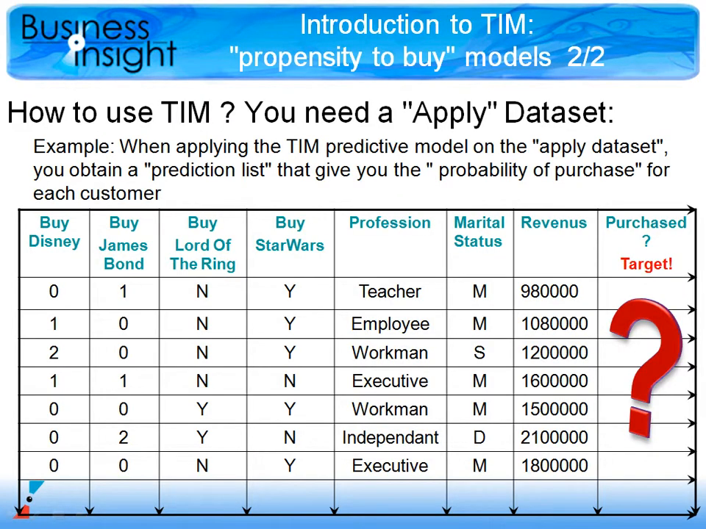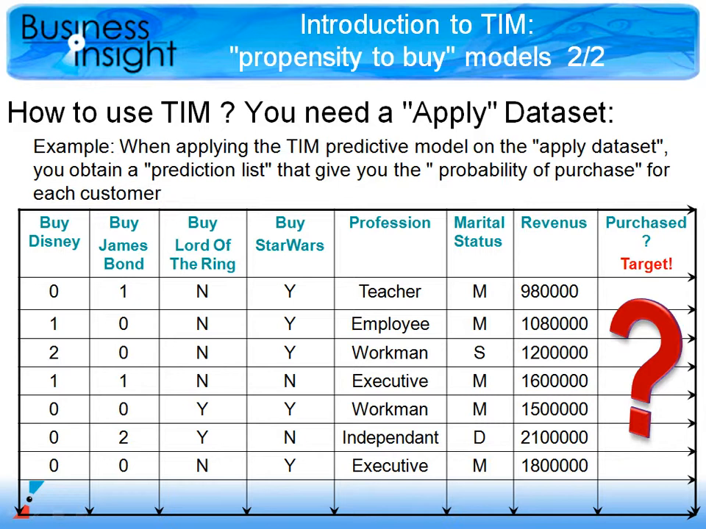Here is a small example of a learning dataset used for building a model that will predict if a customer will buy your product. This kind of predictive model is called a propensity to buy model. A dataset is a table. Each line in the table is a customer. The columns represent all the information we have about this customer. We know all the past purchases for each customer and some socio-demographic data like profession, marital status, income, and so forth. The more information we get, the better the prediction will be.